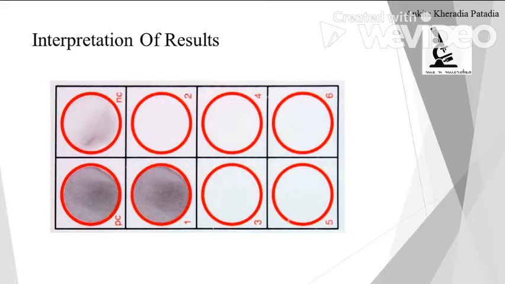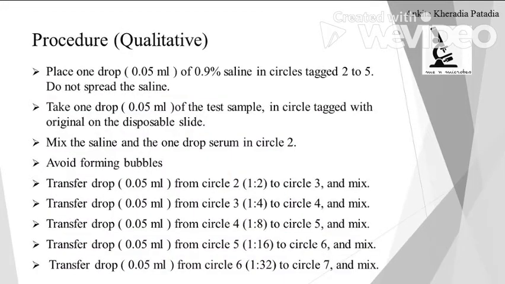Now our qualitative test is positive, so we have to move to the quantitative analysis to know the titer. Titer means the maximum dilution showing a positive result. Now place 1 drop of normal saline in each marked circle, then take 1 drop of sample and add it into the first circle having normal saline. Now mix it well. Then from that mixture transfer 1 drop of sample, so the original sample will be diluted to 1:2. Then mix the saline and 1 drop of serum in circle 2.